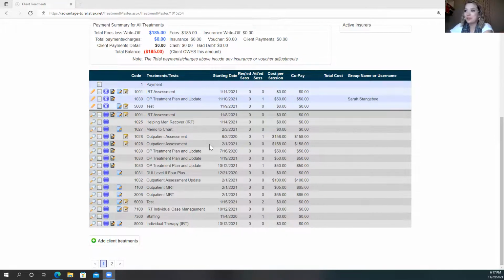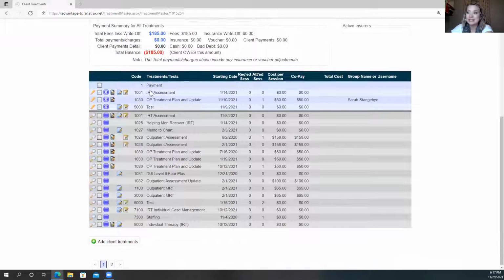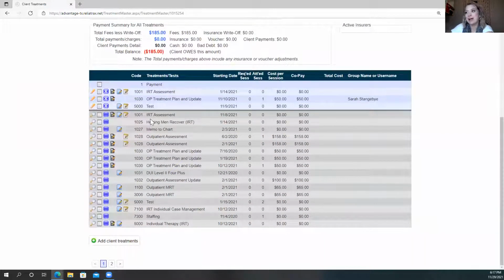So again, I'm up here in our famous test subject client. And for the sake of this, I am just going to use the outpatient treatment plan line. If you're in IRT, again, your treatment plan is on the IRT assessment. And if you're an outpatient, you're using the outpatient one.